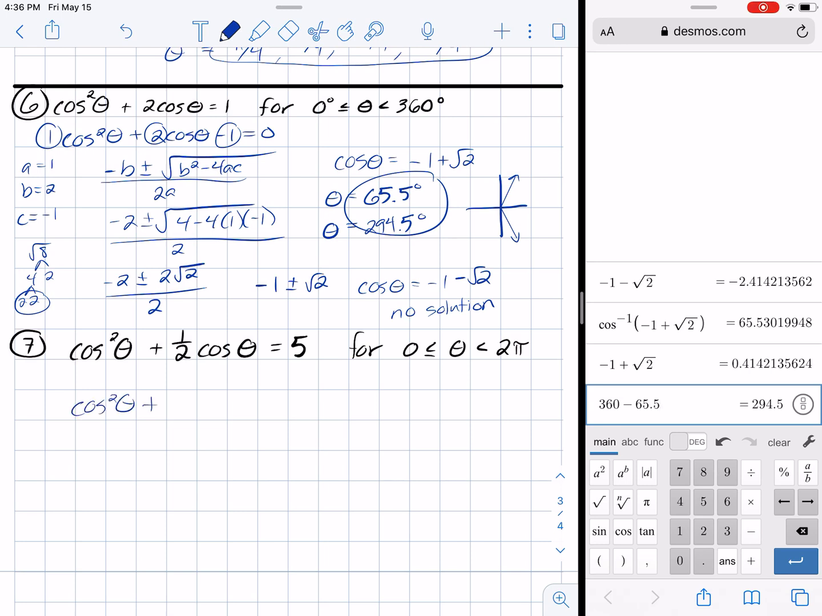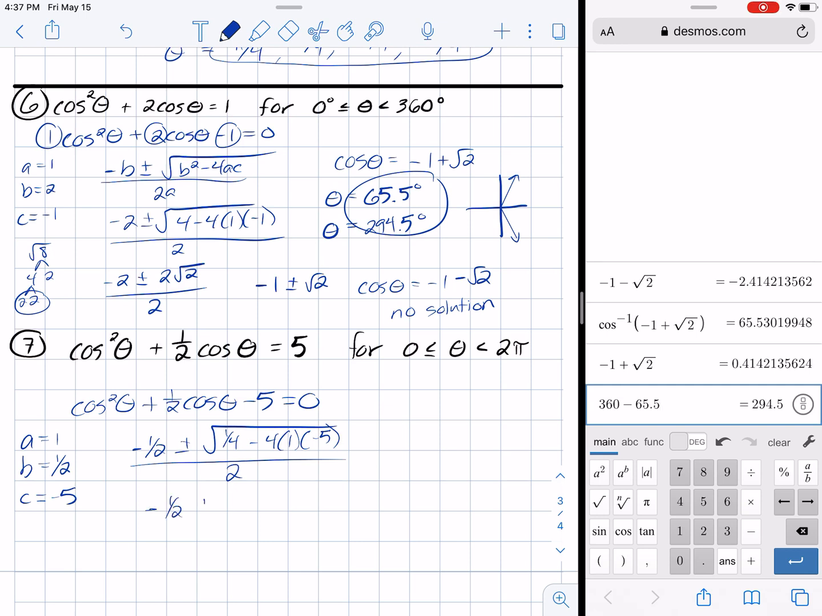Cosine squared theta plus 1/2 cosine theta minus 5. We don't have any unlike terms. We didn't on the previous problem. This can't factor, so you need to use your quadratic. We get negative 1/2 plus or minus the square root of b squared, so 1/4, minus 4ac all over 2 times 1.